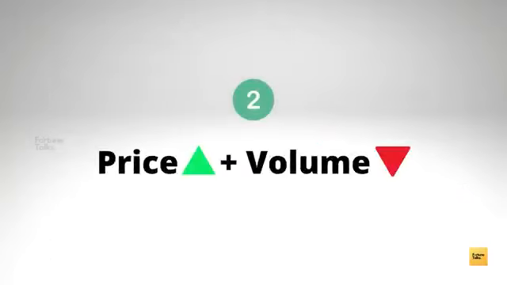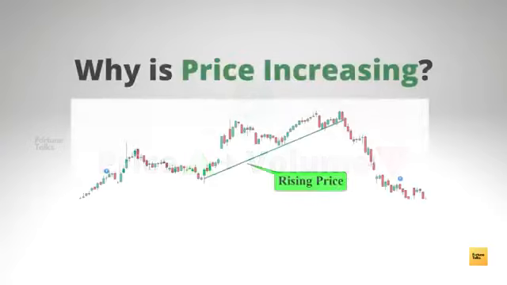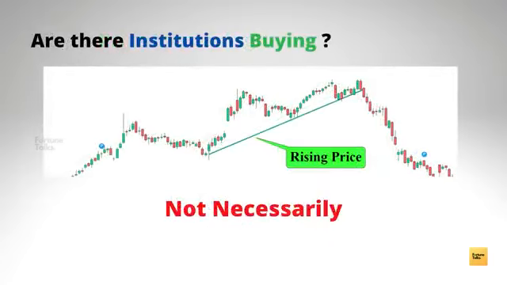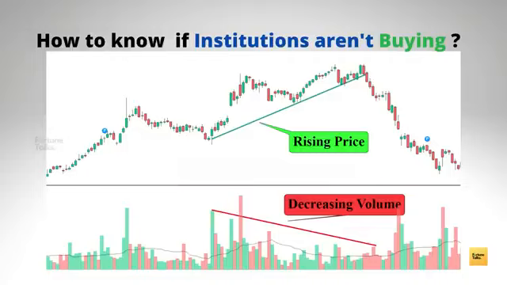Moving on to the second case, what do you think will happen when the price increases but the volume decreases? Think about the situation in the following terms. Number one, why is the price increasing? Simple answer, because the market participants are buying. Easy, right? Are there any institutional buyers associated with this rise in price? The simple answer is it is not necessary that there should be institutional buyers associated with the price rise. Now the critical question, how would you know that there is no meaningful purchase by the institutional investors or the big players? Now, using the basic rule, if they were buying, then the volumes would have increased and not decreased.